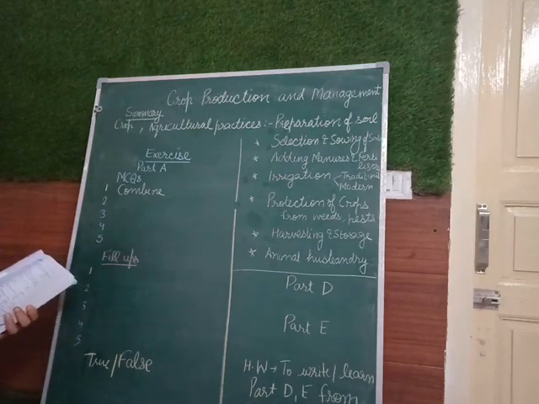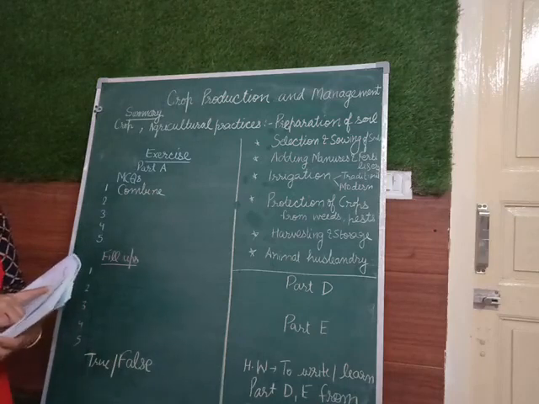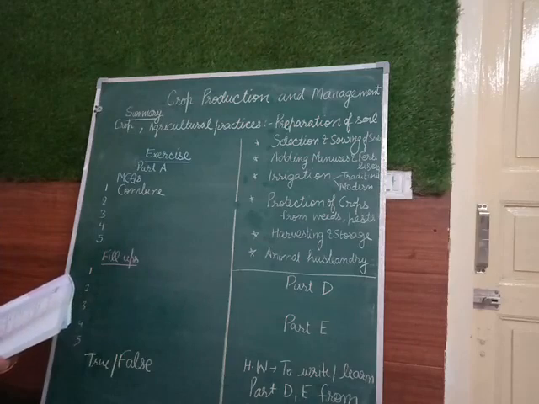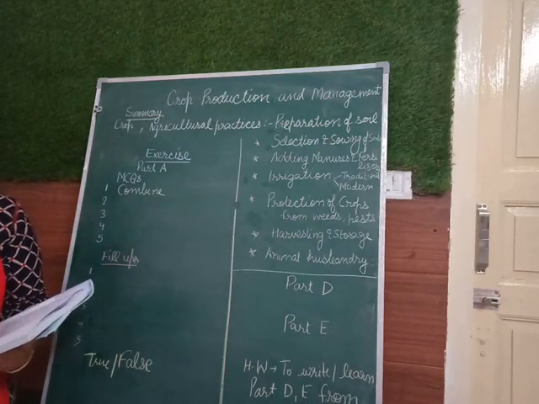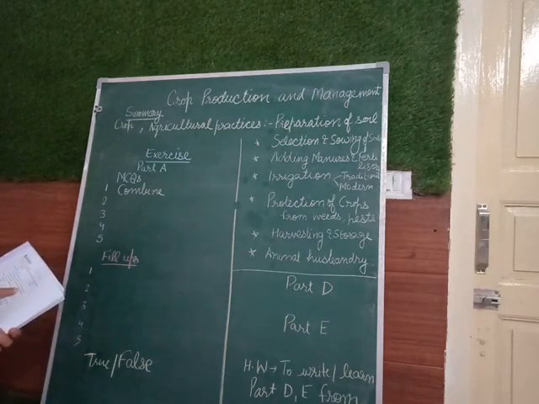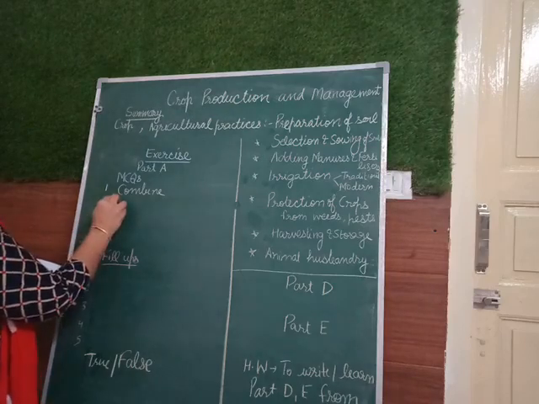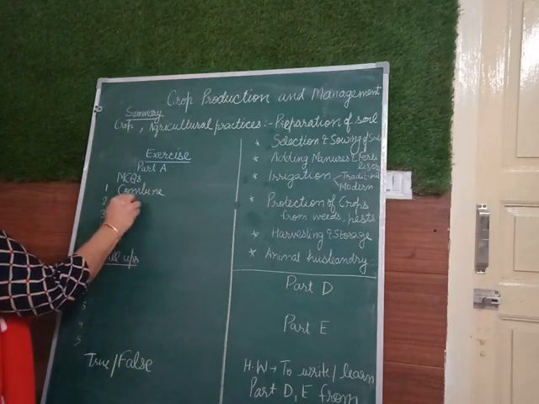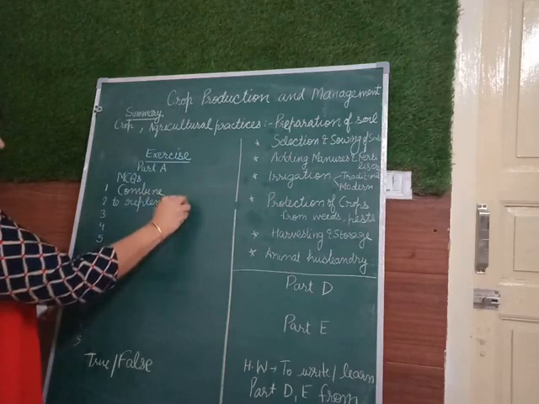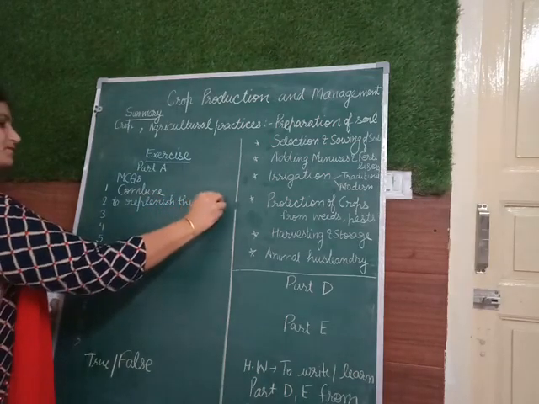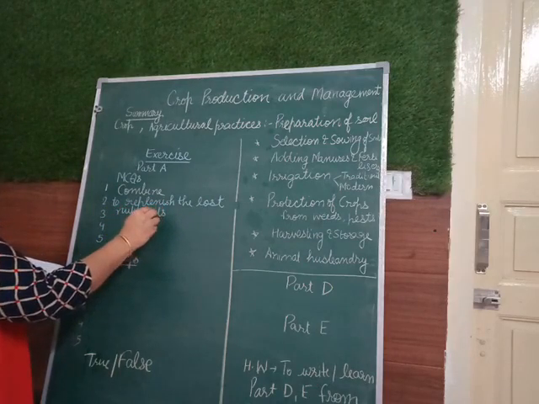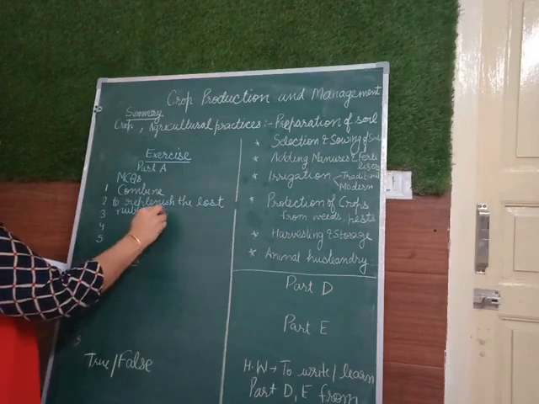Now second, field fallow is done. Field fallow means to keep the field vacant for one season so that its nutrient deficiency can be replenished. So the answer is to replenish the lost nutrients in the soil by natural means. Field fallow is done to replenish the lost nutrients in the soil.